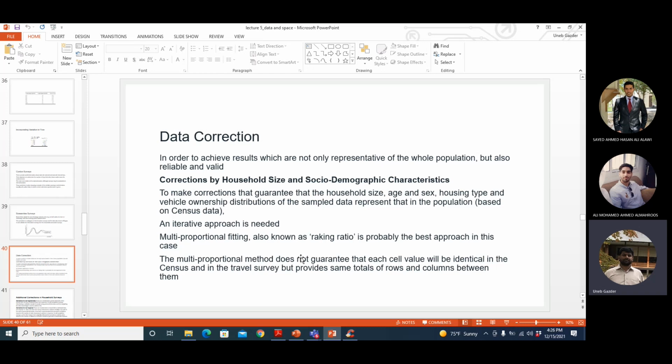Okay, so what type of corrections can you apply? The first type of correction is correction by household size and socio-demographic characteristics.